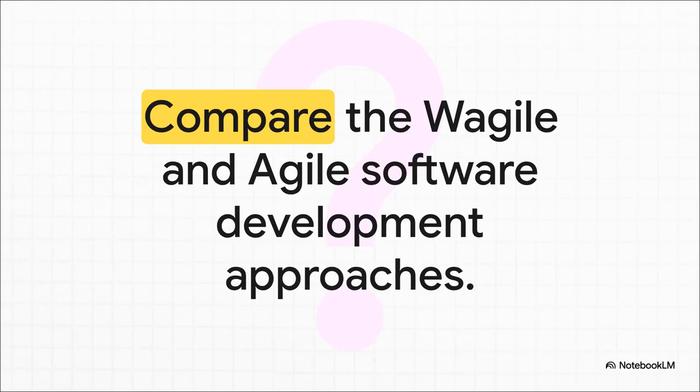And here we have a big one. This is a 6-mark question, people. Compare the Waterfall and Agile software development approaches. 6 marks is a huge clue. It means they want details. They want you to define, discuss the pros and cons, and use a real scenario.